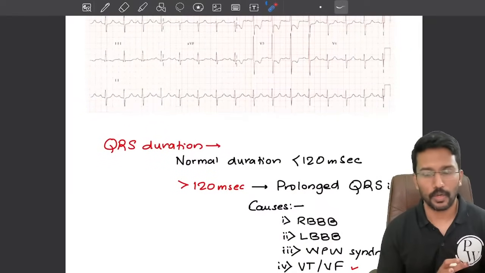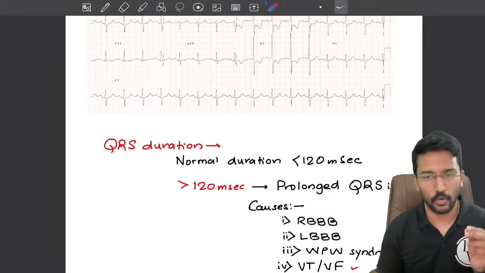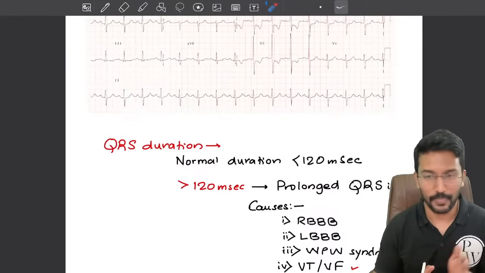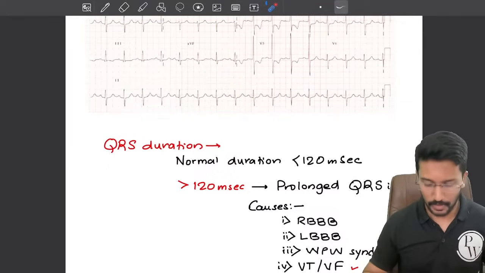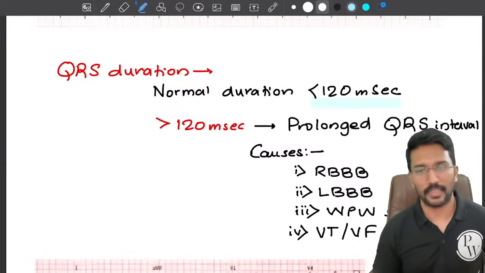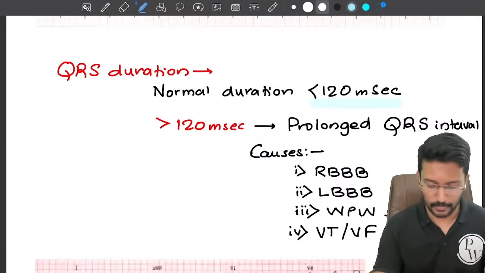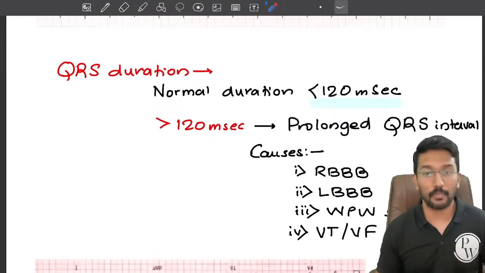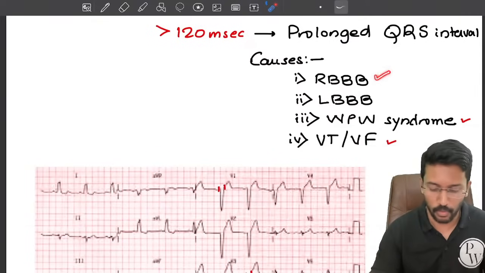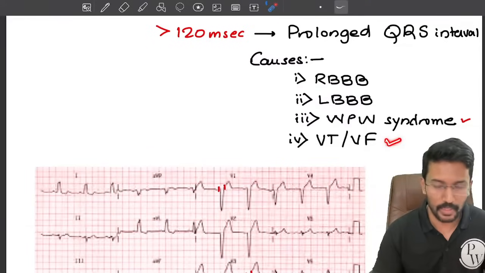Now what next about the QRS? We studied about P waves, PR interval, QRS amplitude, we studied how to use amplitude for the diagnosis of left and right ventricular hypertrophy. Now the QRS duration. The normal QRS duration is less than 120 milliseconds, means less than 3 small squares. 1 small square is 40 milliseconds. So in what condition can it be prolonged? It can be prolonged in the conditions that I have listed here: right bundle branch block, left bundle branch block, WPW syndrome, and VT and VF.